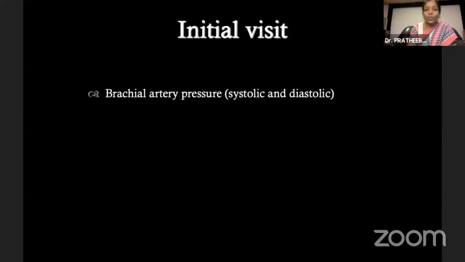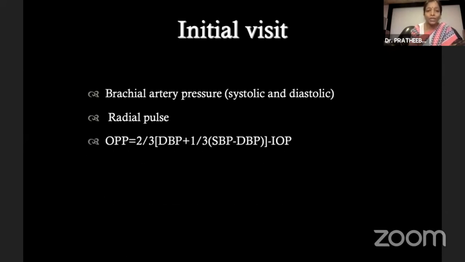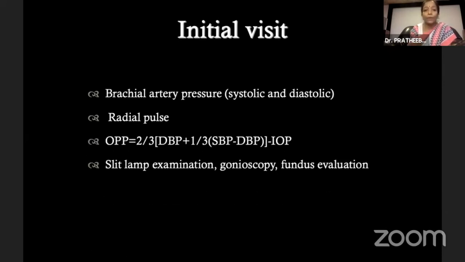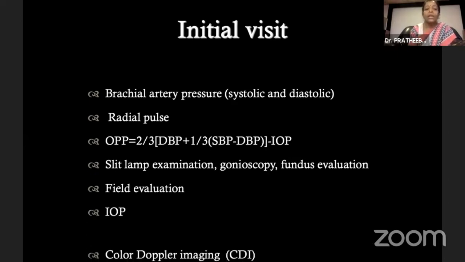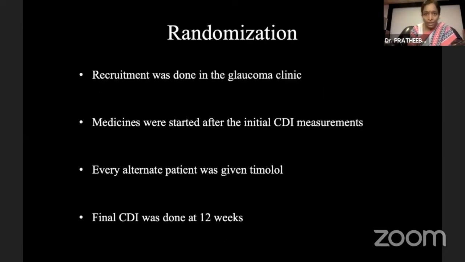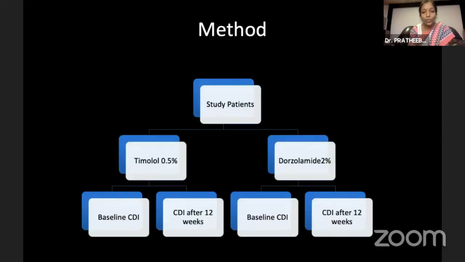During our initial visit, we measured the systolic and diastolic blood pressure and pulse rate. We calculated the ocular perfusion pressure based on this formula. We did a thorough ocular examination, a field evaluation, and we did the color Doppler imaging. The patients were recruited in the glaucoma clinic. Medicines were started by the glaucoma consultant after the initial CDI measurement, and every alternate patient was given timolol. The final color Doppler imaging was done at 12 weeks.